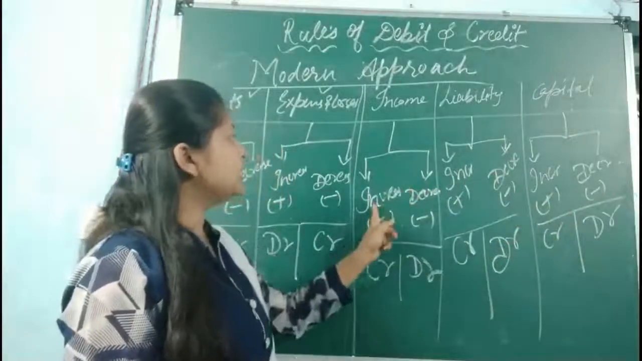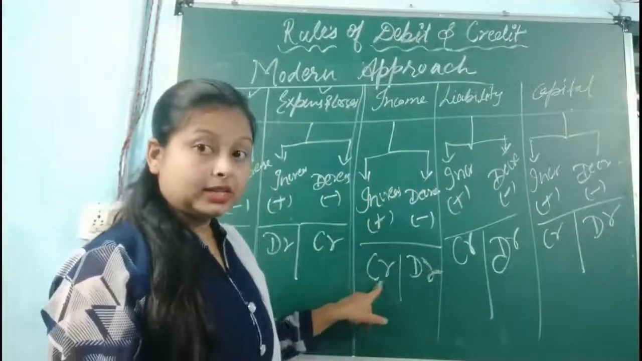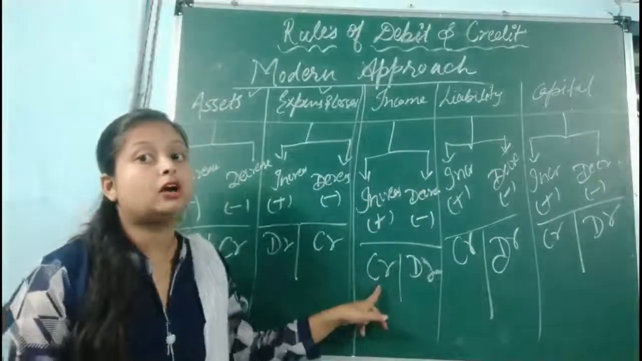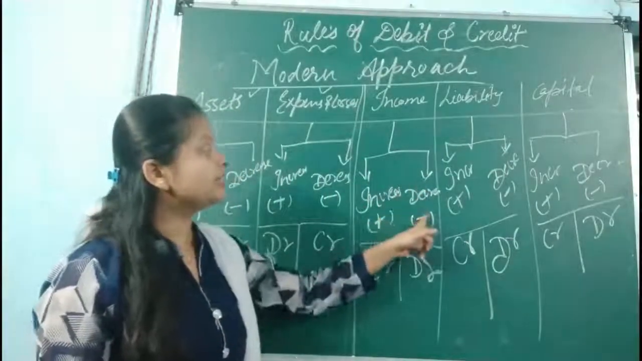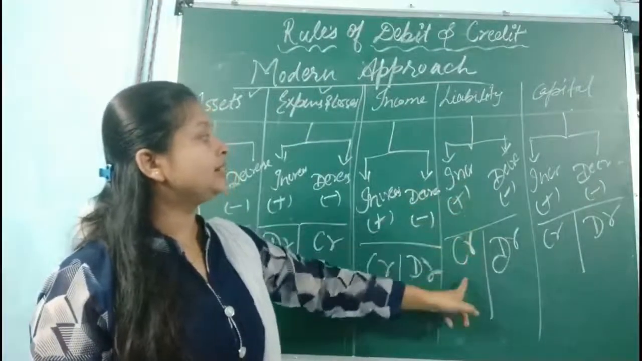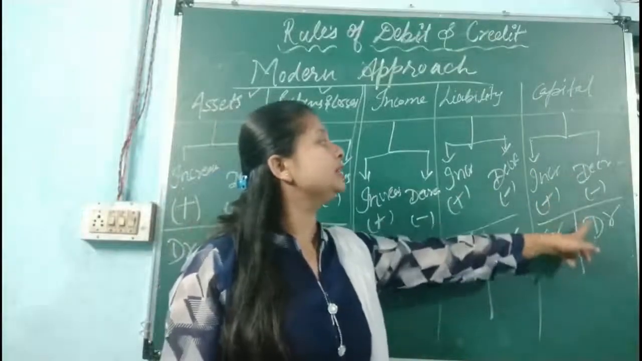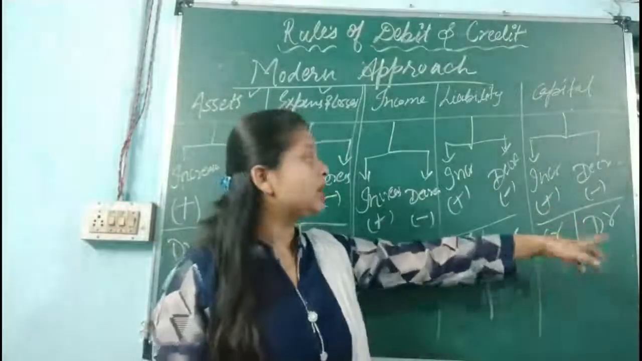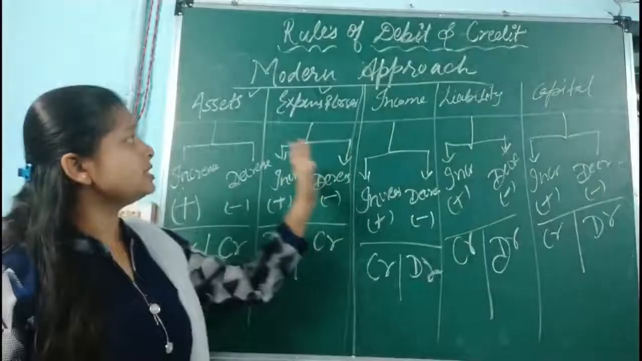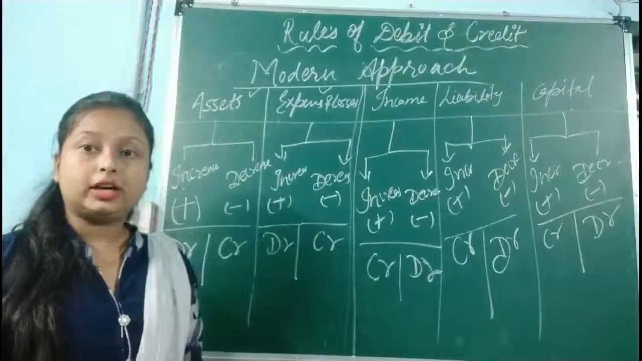If there is an increase in income, plus and credit will be there. We have to do the account as credit. And if there is a decrease in income, debit. Increase in liability, credit. Decrease in liability, debit. Increase in capital, credit. Decrease in capital, debit. So these are the rules of debit and credit for accounting.